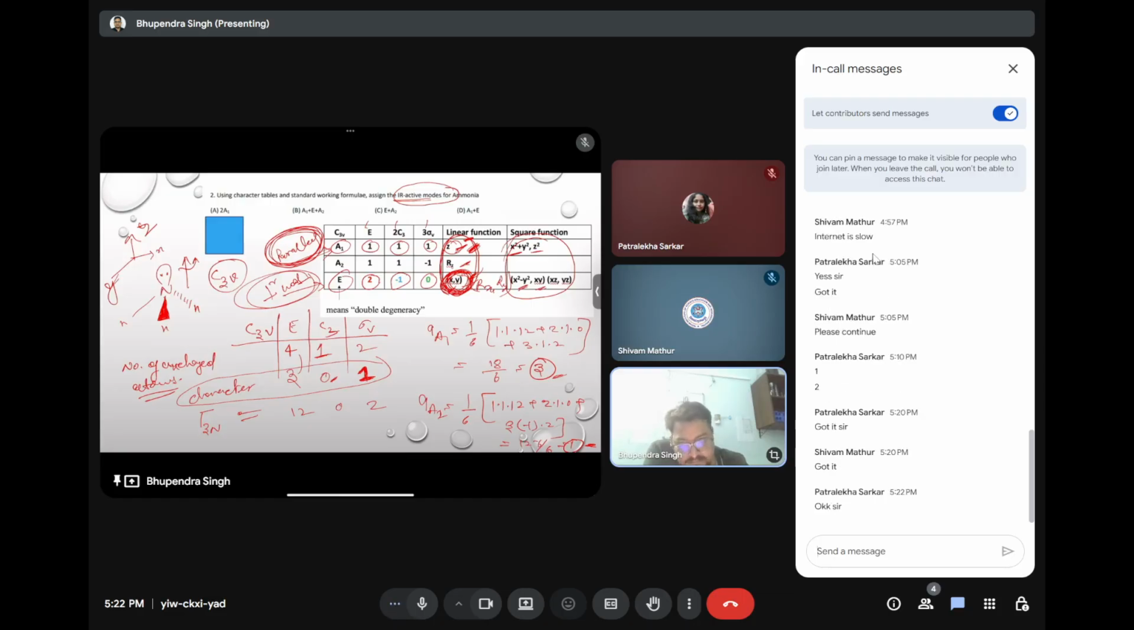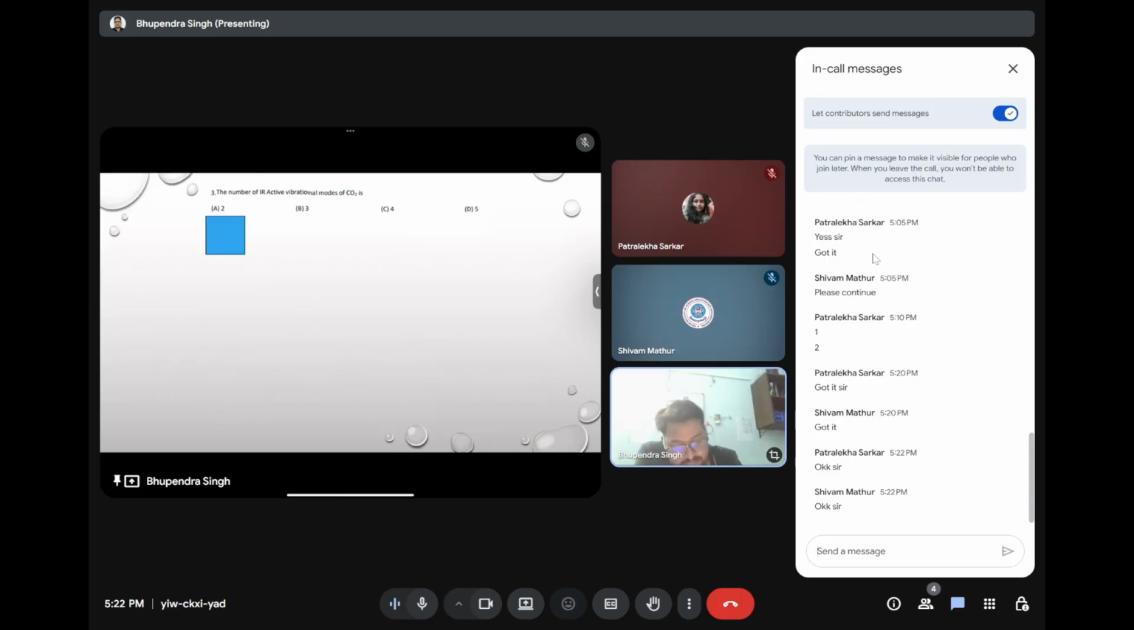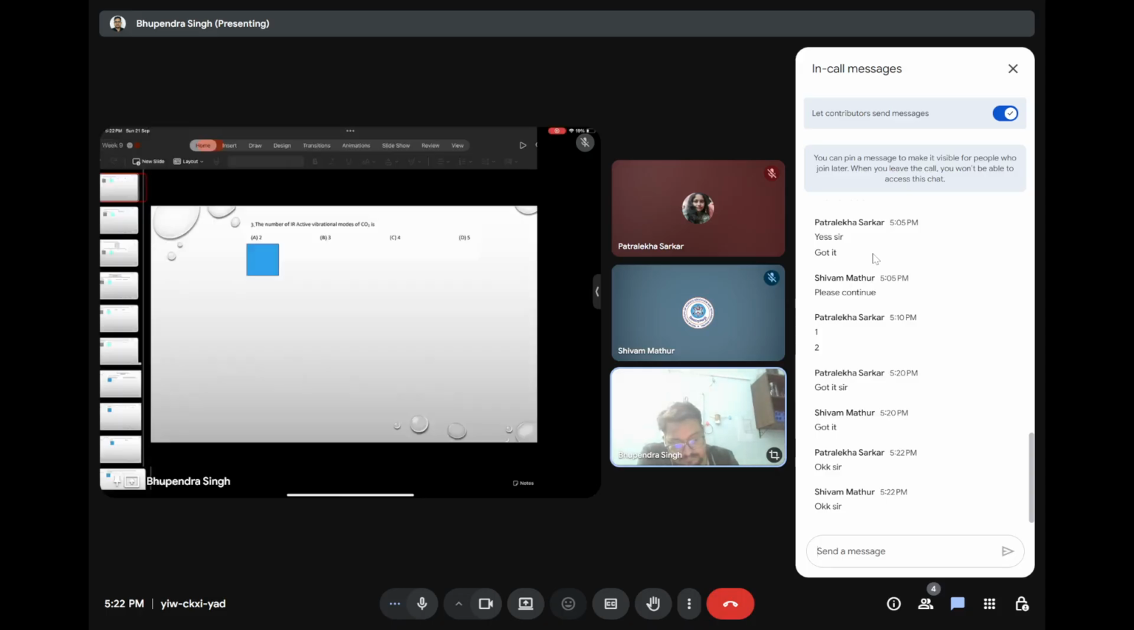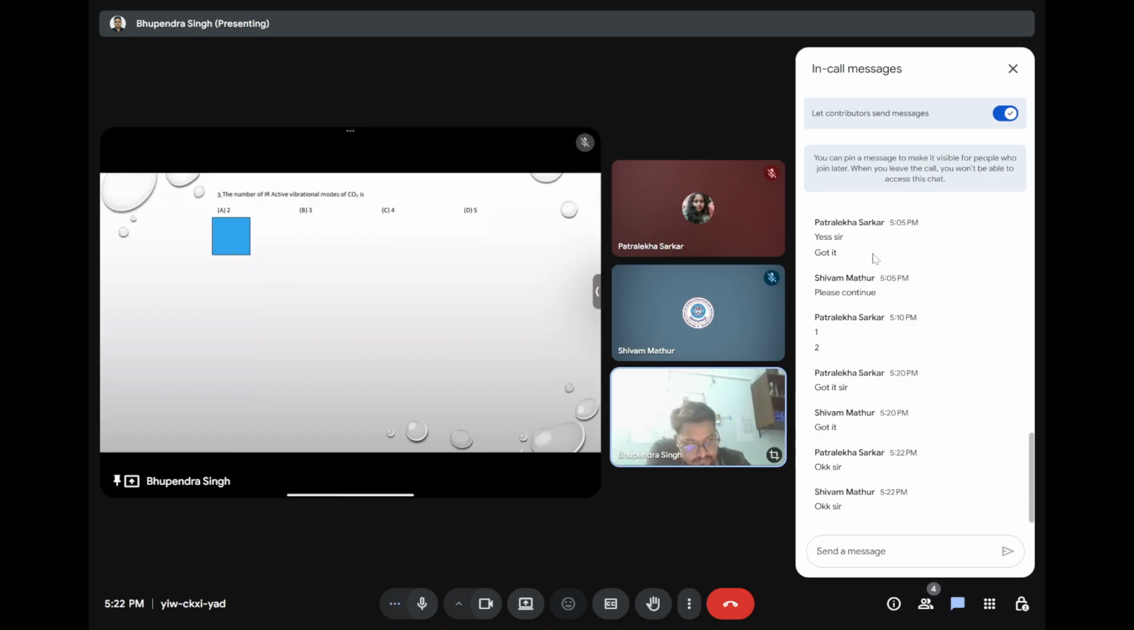Okay, fine. Let's move to the next question. The next question is: the number of IR active vibrational modes of CO2 is. So they have not asked for the normal modes. The question is asking for the IR active modes of CO2.